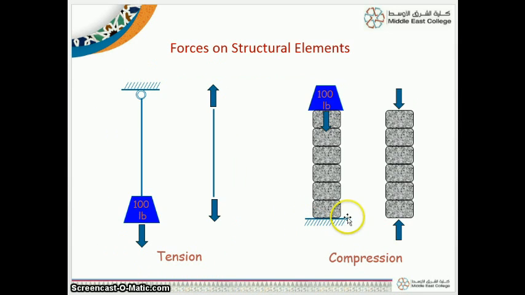See, here you have a fixed end, so it is giving some resistance in this direction. The 100 pounds weight is acting from the top, so it acts downwards and the resistance acts upwards, downward and upward. So this material will face a compression force.